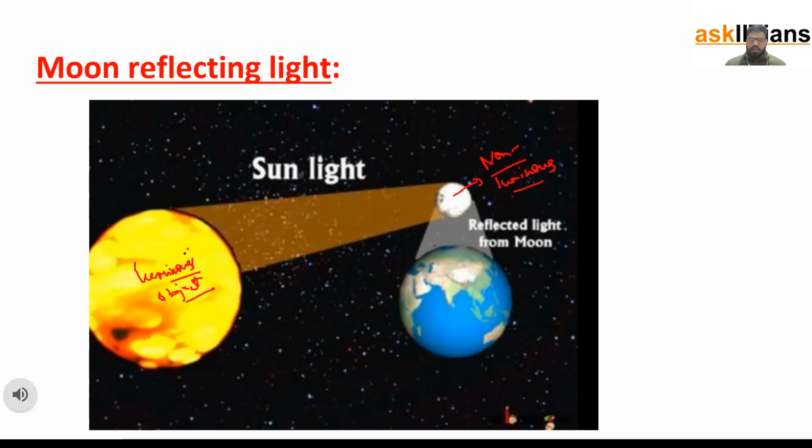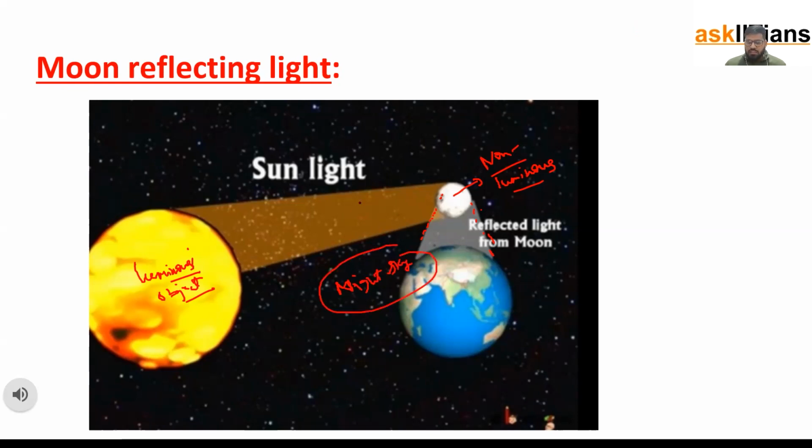Whenever light comes from luminous objects and is incident on a non-luminous object, it gets reflected there, and that reflected light comes to the earth like this. Now, in the night sky, you are able to observe the moon. Yes or no? That doesn't mean the moon has its own light.